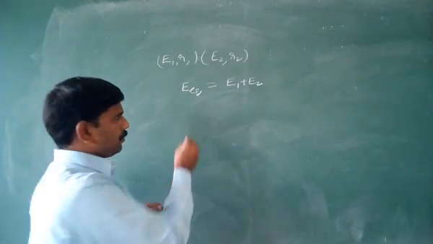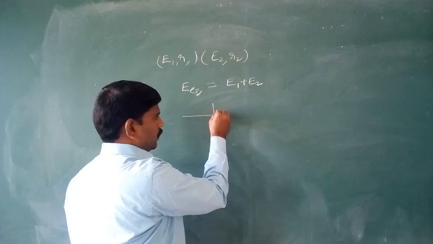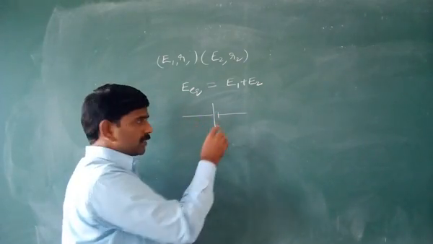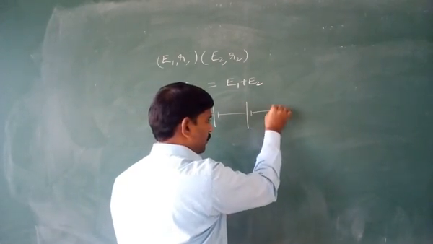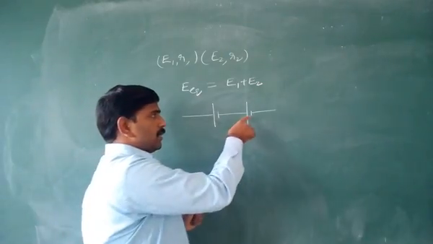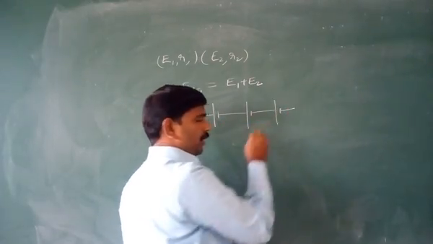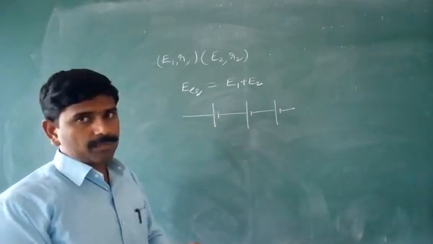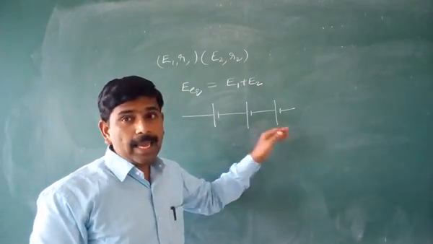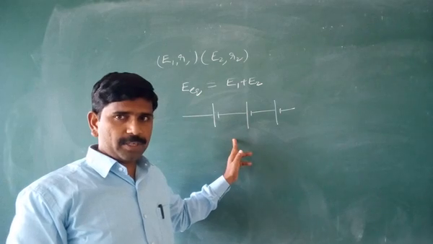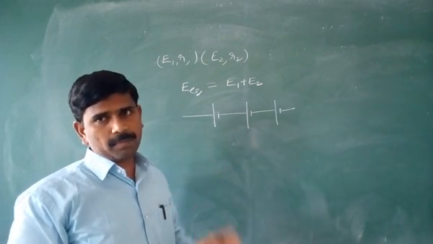Actually, what is the helping manner? The negative terminal of the first cell is connected to the positive terminal of the second cell. The negative terminal of the second cell is connected to the positive terminal of the third cell, and so on. This is what we call the helping manner in series combination. That is the helping manner.